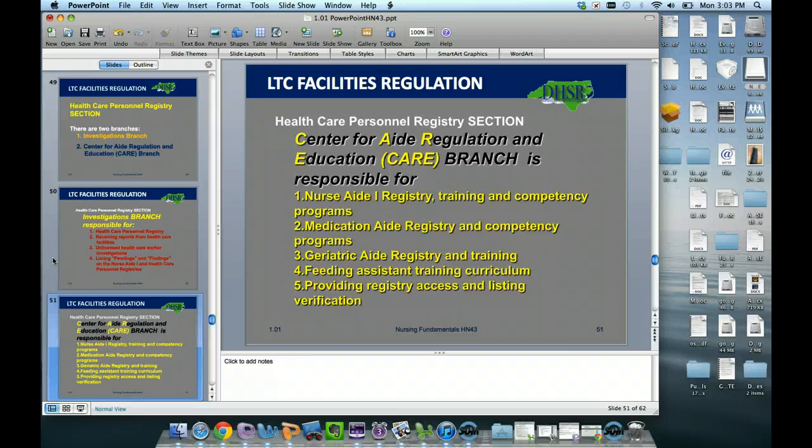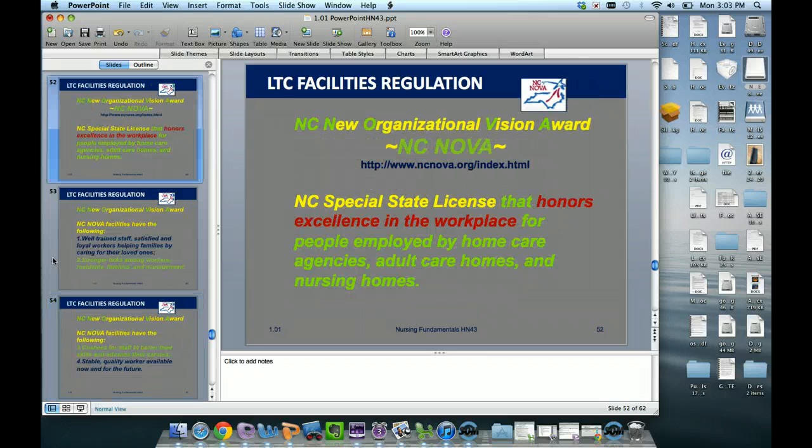The Center for Aide Regulation and Education branch is responsible for the Nurse Aide 1 Registry, training and competency programs, the Medication Aide Registry and their competency programs, the Geriatric Aide Registry and their training programs, the Feeding Assistant training curriculum, and providing registry access and listing verification. So once you pass the CNA exam, you will be listed on the registry.